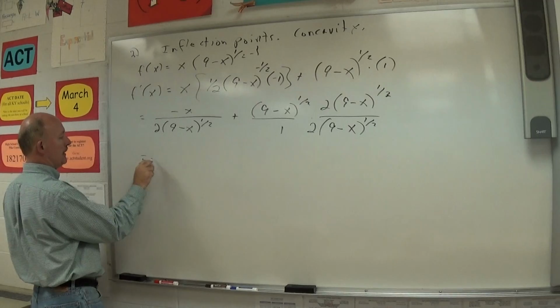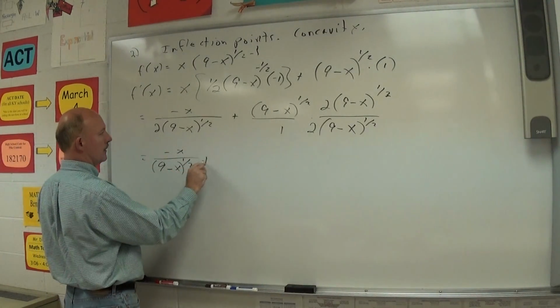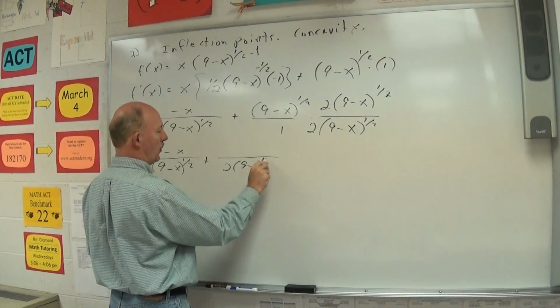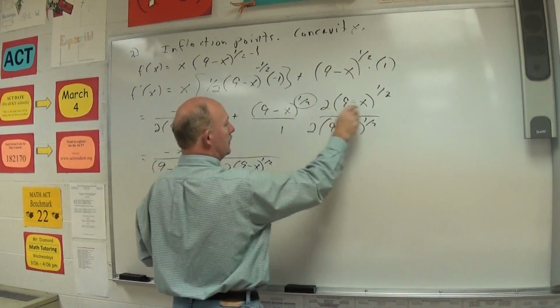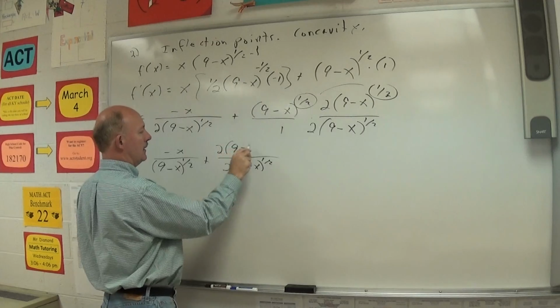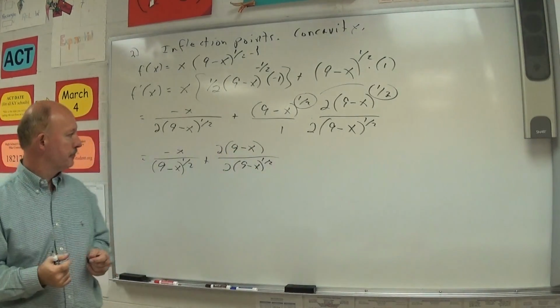Okay, now once again we're getting our first derivative, so we're going to add these together. As we combine these, this gives us negative x over 9 minus x to the 1/2, plus 2 times 9 minus x to the 1/2. Now as you multiply the 9 minus x to the 1/2, remember you're going to add your two exponents here. It will give us 2 times 9 minus x to the first power, or just 2 times 9 minus x.